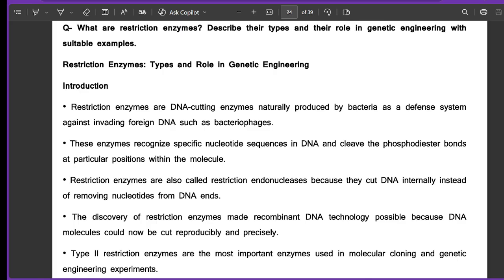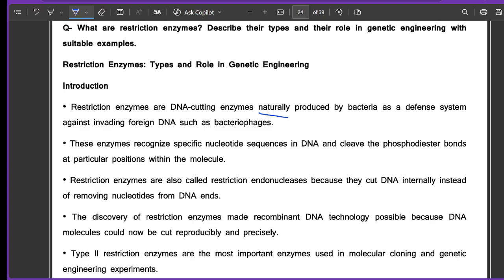So first of all, we should know that restriction enzymes are DNA cutting enzymes, and these DNA cutting enzymes are produced naturally by bacteria. Now, why are they produced by bacteria? Because bacteria use these restriction enzymes as their defense mechanism to fight against bacteriophages.